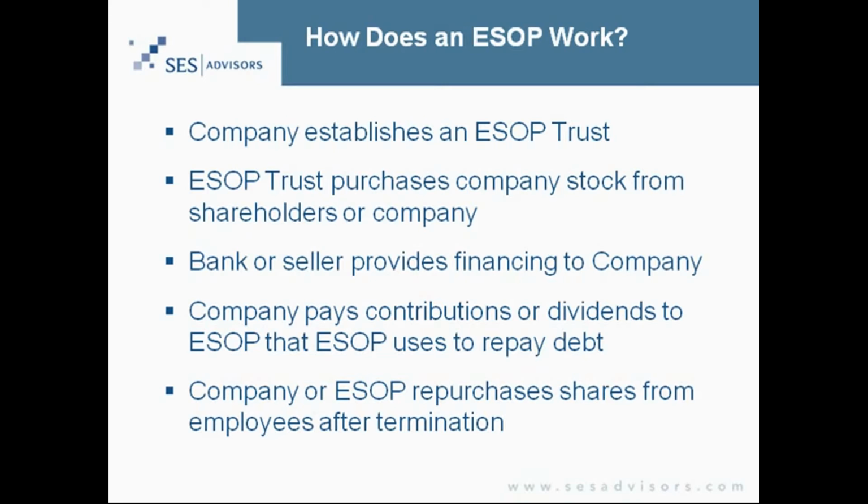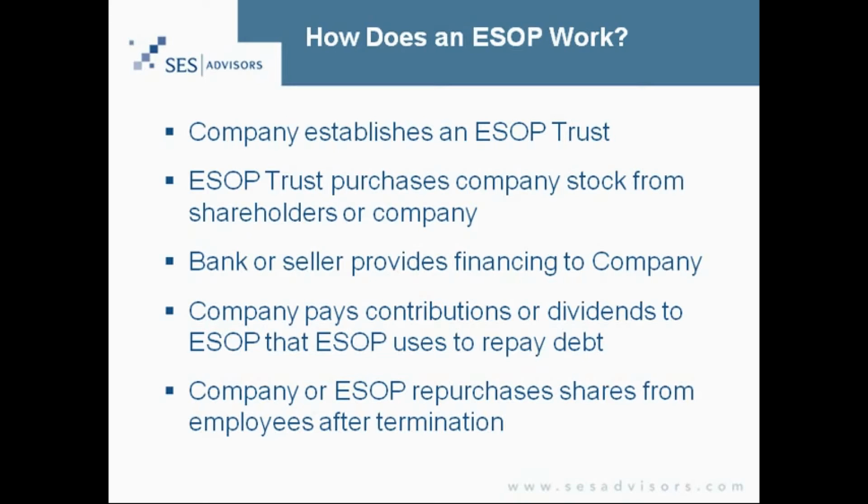So in most leveraged ESOP transactions, there is a bank or the selling shareholder that's providing financing. Normally that financing is to the company, and the reason for that is not that surprising. Banks and other lenders would rather have a lien on the assets of the company rather than on this ESOP trust, which is only going to hold employer securities. So for that reason, typically the financing, the credit is provided to the company.